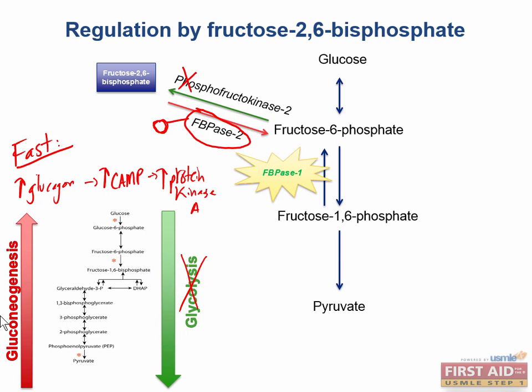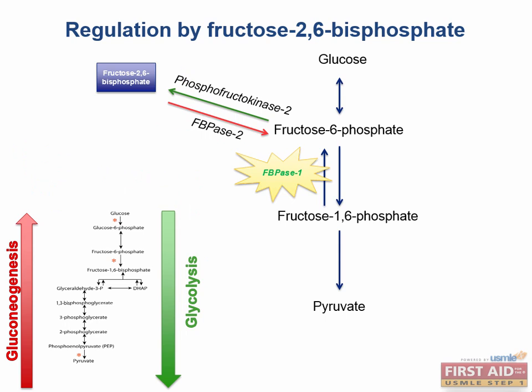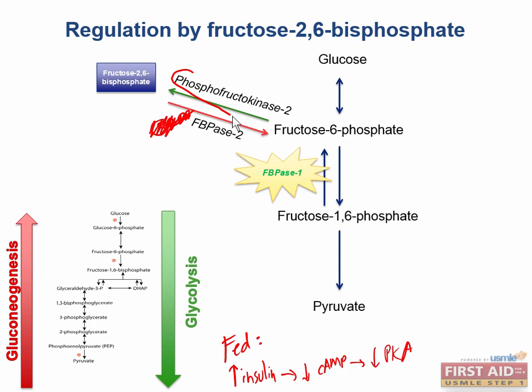So let's go ahead and clear all this off. Now, what do you predict will happen in the fed state? If you have a large meal, for example, in the fed state, high insulin levels are going to decrease the amount of cyclic AMP, which is going to therefore decrease protein kinase A activity. Now, the enzyme fructose bisphosphatase 2 will be dephosphorylated. Remember there was that phosphate group attached? We're going to dephosphorylate it, meaning only the phosphofructokinase 2 enzyme is going to be active. So this will be activated now, and this will be crossed out.